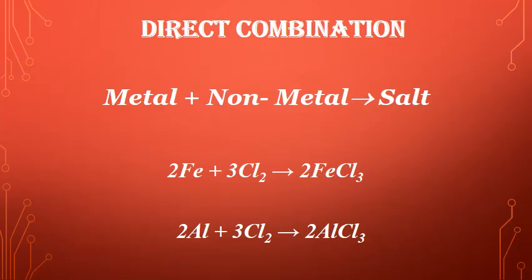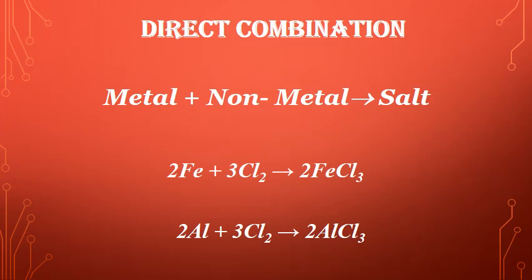So the first method which we will be discussing today is direct combination. In direct combination, what are we doing? We are reacting a metal with a non-metal to produce salt. Now a metal plus non-metal gives us salt.